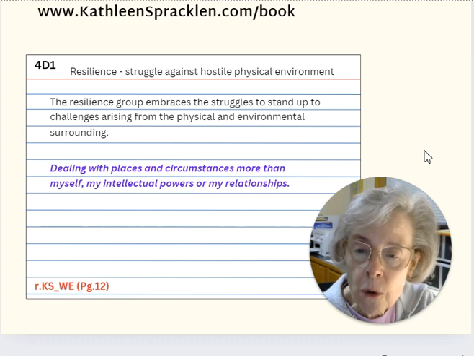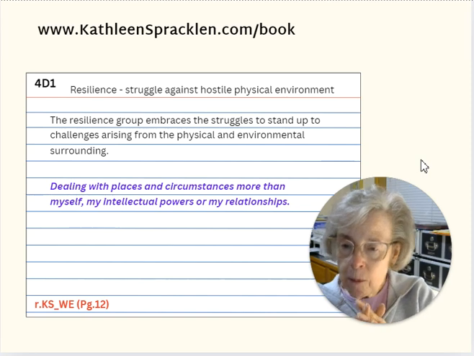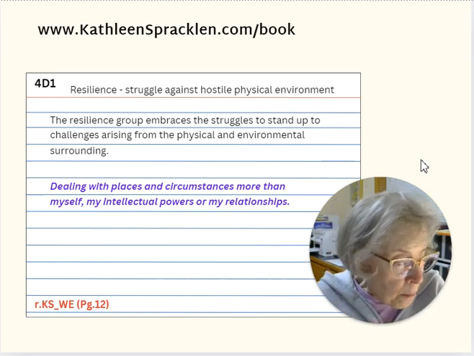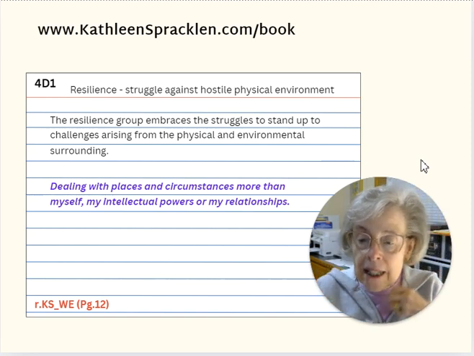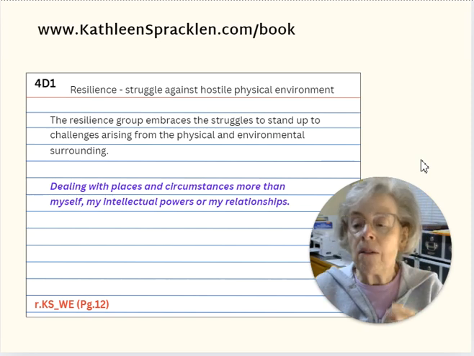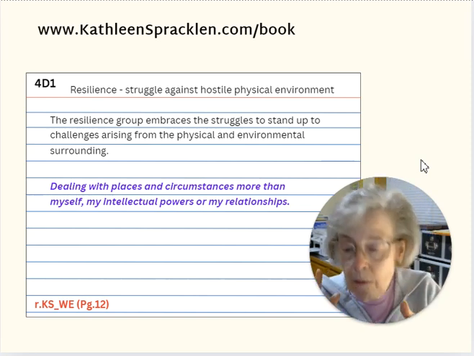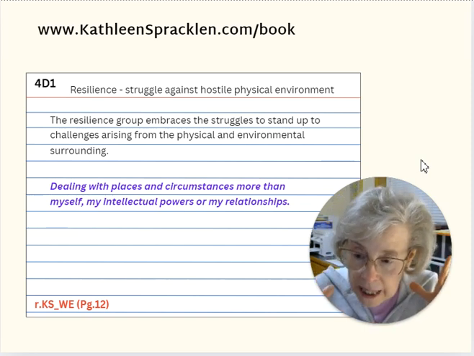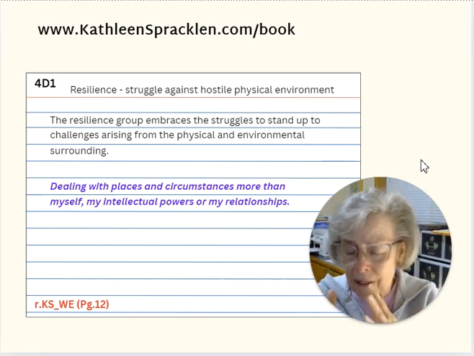So for card 4D1, we're talking about this amazing subgroup called the resilient subgroup. The resilient subgroup is about the character against the difficult physical world. Survival, getting enough food, getting shelter, not getting eaten by a tiger, not getting bitten by a snake, just getting through the hard part of life.